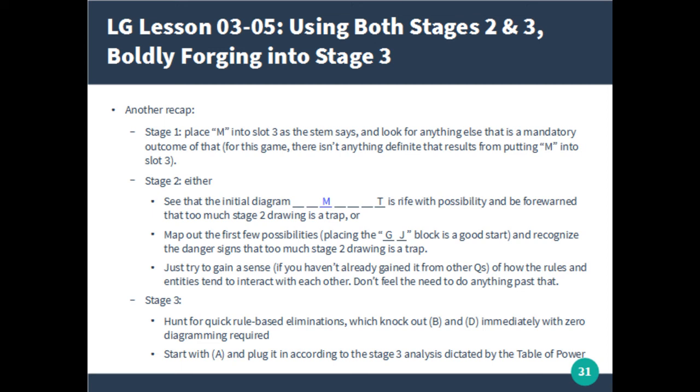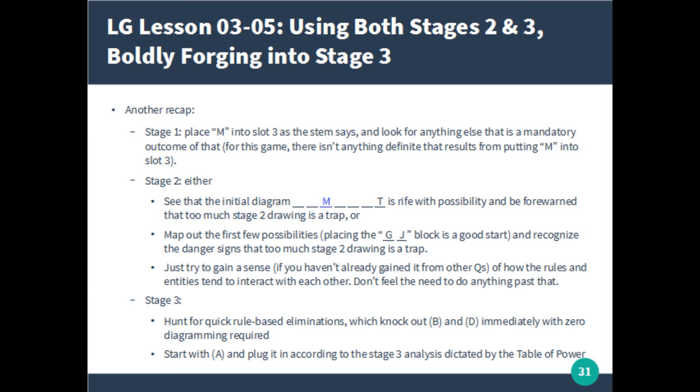And so having done that, we then move into stage 3. And again, the first thing to do in this situation is to hunt for quick rule-based eliminations. They don't always give them to you, but they're almost... I would say maybe a 50-50 split, 40-60, who knows. There's a pretty good chance they will give you a couple. And here in our case, we lucked out and we got 2 eliminations.